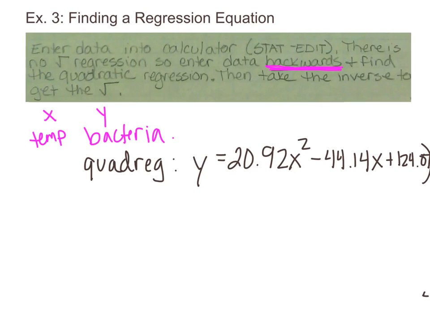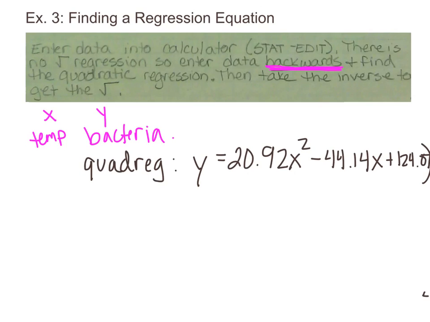Ideally, you'd all be doing this right along with me, but I know you're not. You're just waiting for me to do it. You will get y equals 20.92x squared minus 44.14x plus 124.07. Like I said, I can't write very well in this car.